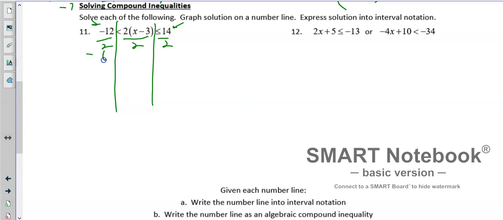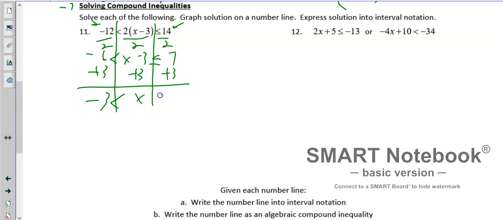So that gives me negative 6 less than x minus 3 less than or equal to 7. Now I'm going to add 3. I'm going to add 3 here, add 3 here, and add 3 there. That's going to give me negative 3 less than x less than or equal to 10.